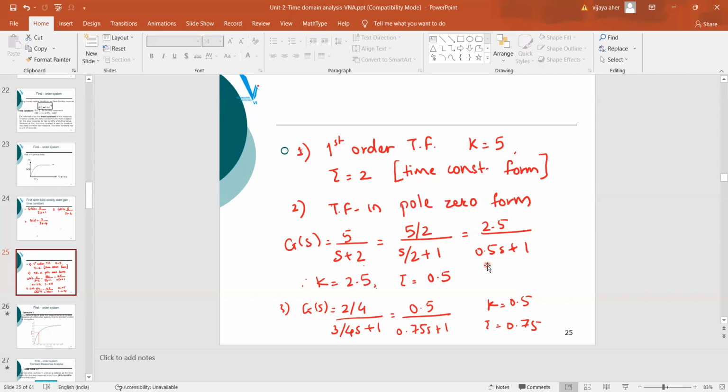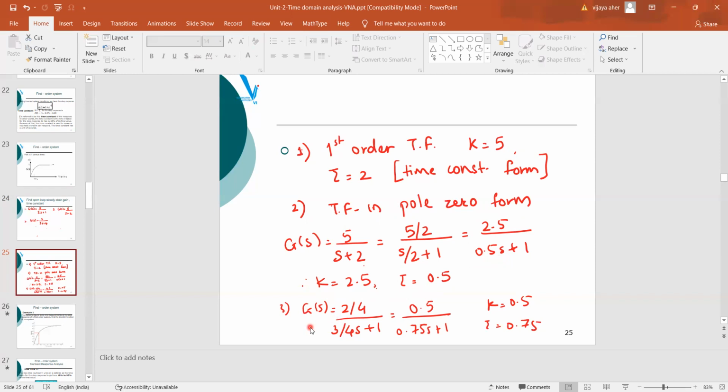Now find k. We want the open loop gain, the steady state gain. Steady state gain k is equal to 2.5 and what is the time constant? Tau is equal to 0.5. So you have calculated steady state gain k is equal to 2.5 and tau is equal to 0.5. Okay, similarly for the third example, take the transfer function.